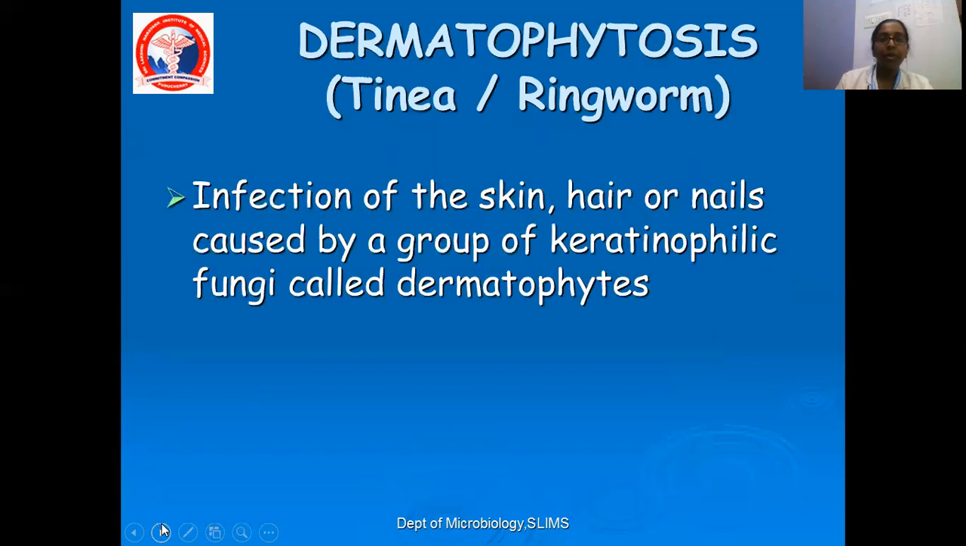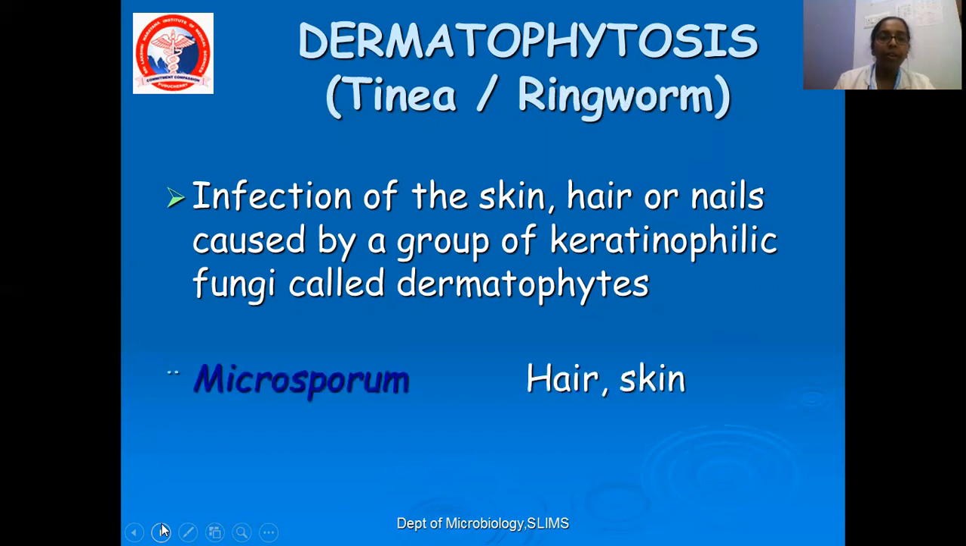So first we will see about dermatophytosis, which is a common skin infection. Infections of the skin, hair, and nails are usually caused by keratinophilic fungi, which are the dermatophytes. So it usually affects the keratinized layer of the skin.